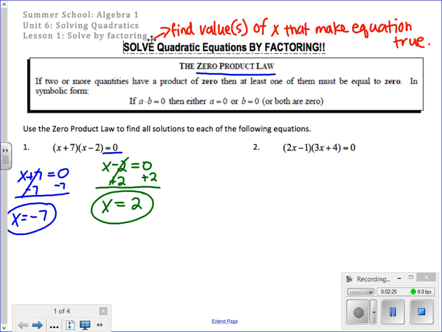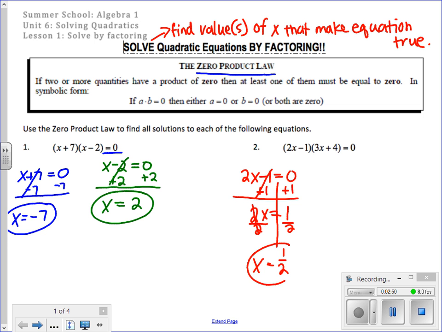Let's look at number 2. Very similar. I have two binomials, 2x minus 1 times 3x plus 4. I'm going to take the first binomial, 2x minus 1, and set it equal to 0. To solve that, I add 1 to start. Then I have 2x equals 1, and then I divide by 2. One solution that I get is 1/2. That is one number that would make this equation equal to 0 if I were to stick that in for x.